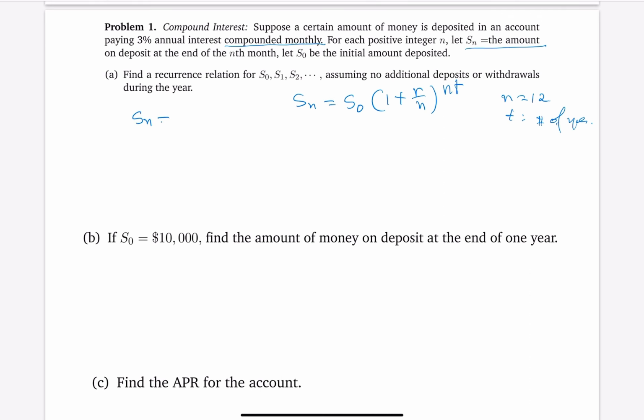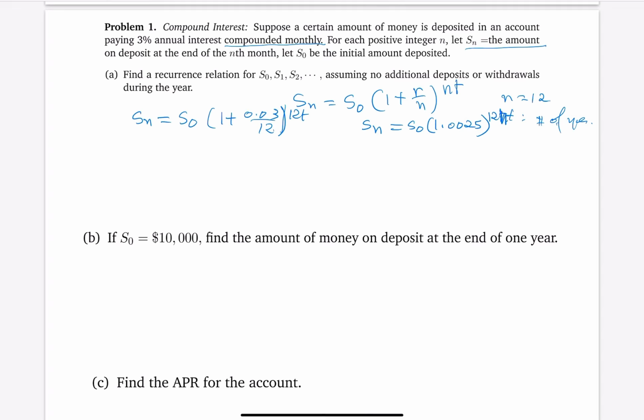Sn is S0 times (1 plus R, which is 0.03, divided by 12) to the power 12T. And remember, the 1 plus 0.03 over 12 was, I think, 1 point something. So Sn is just S0 times 1.0025 to the power 12T.